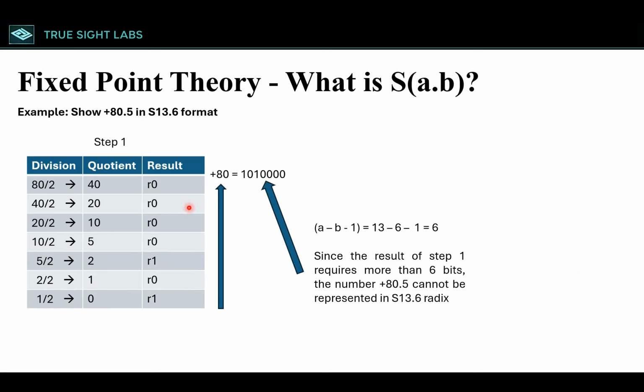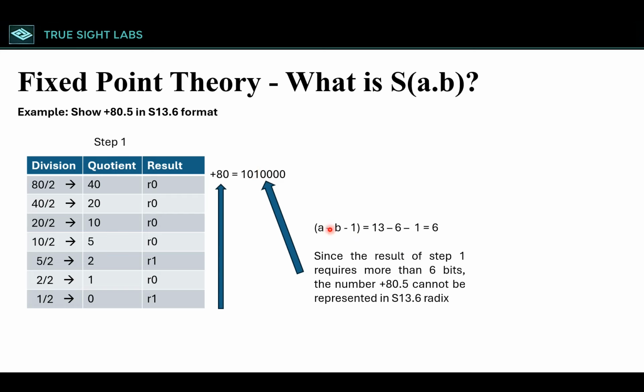So then this here is another example where we convert 80.5 into its S13.6 format. So when we do step 1, we write the integer portion here, the positive form 80, and once we repeat the steps, we get this number. Since there's 1, 2, 3, 4, 5, 6, 7 bits there, this number is 7 bits long.